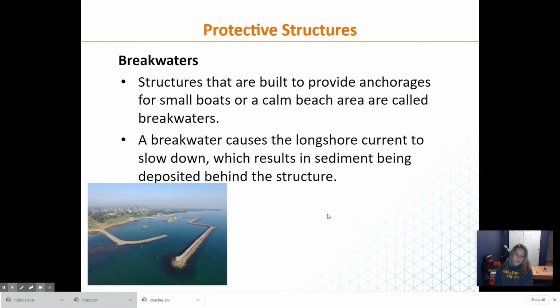All right, and then breakers. Breakers are kind of like artificial barriers or artificial bars, and they just break the current. So here you can see there are some breakwaters, and that helps to lessen the current that's in here. So let's say that there's a bunch of ships in here or something. So instead of having a lot of erosion occurring here, we've got these breakwaters.